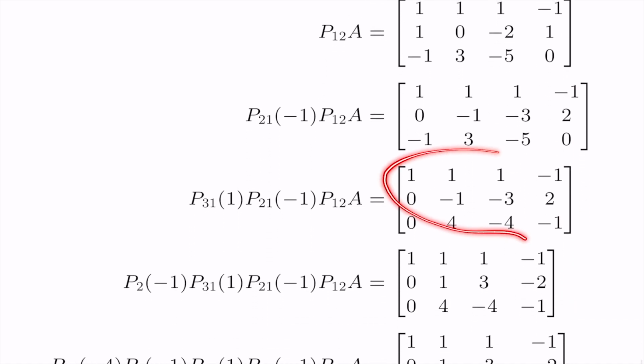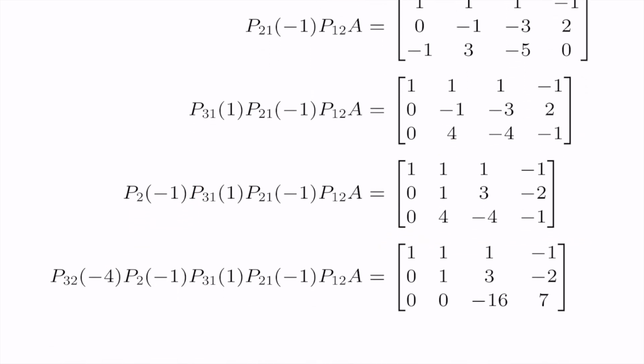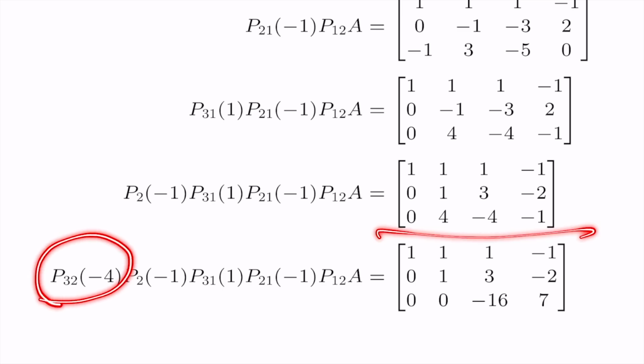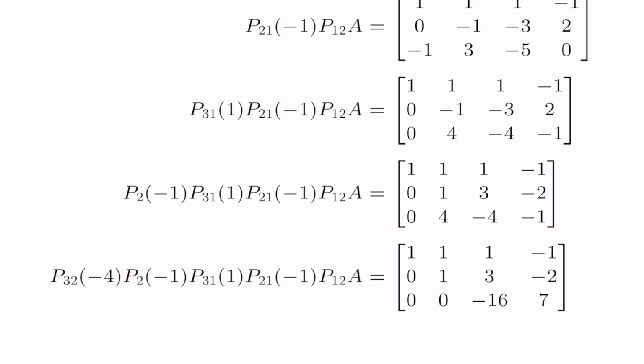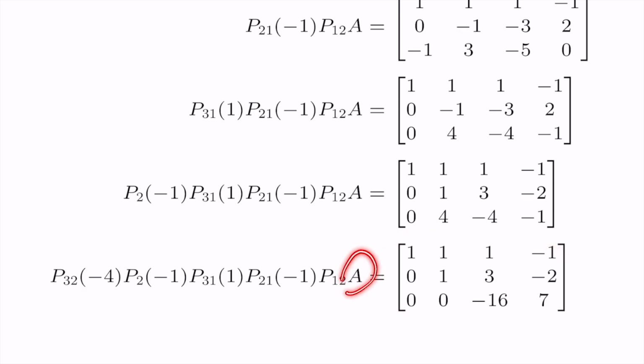And to this matrix, we apply this matrix, and so we get this. And again, to this matrix, we apply P32 of -4, we get this. So here we get an echelon form of the matrix A. So if we continue this process with appropriate choices of elementary matrices, eventually we can get the reduced echelon form of the matrix A.